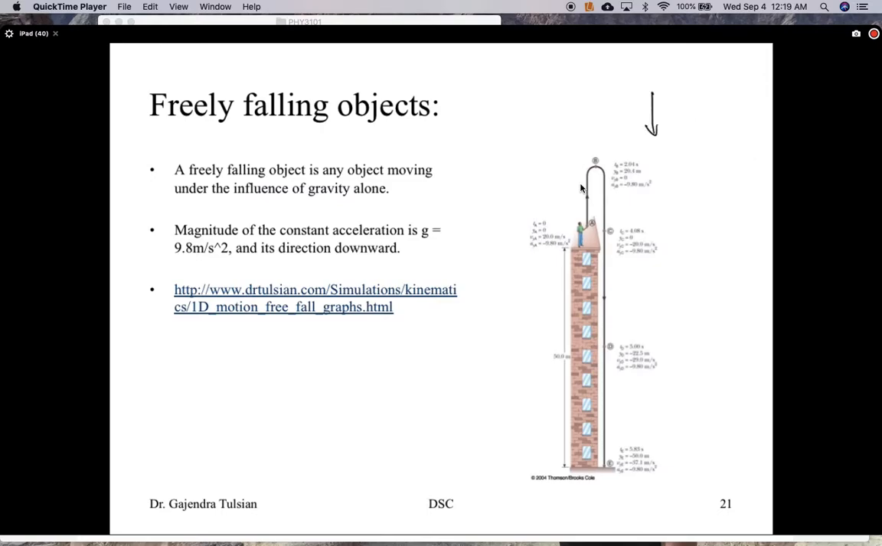If you find yourself on another planet, of course the acceleration due to gravity would be different. So the magnitude of this constant acceleration is 9.8 meters per second squared.